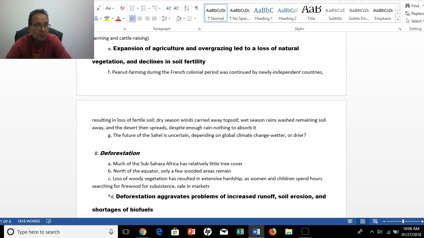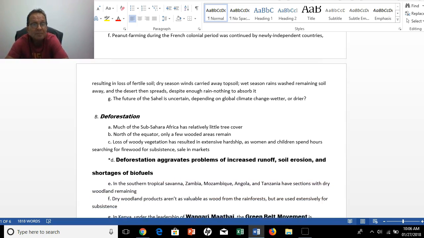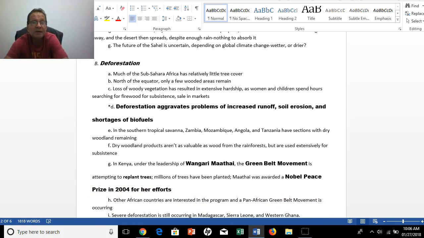There's nothing left to absorb the rains when they come in, and the future of this part of sub-Saharan Africa is uncertain. What's going to happen with the rain? Too much rain? Not enough? Dry? We've been talking about deforestation. Much of sub-Saharan Africa has little tree cover. North of the equator, only a few wooded areas remain. And this aggravates, as we've been talking about, and you should be familiar with this idea by now, problems of runoff, soil erosion, and shortages of biofuels.